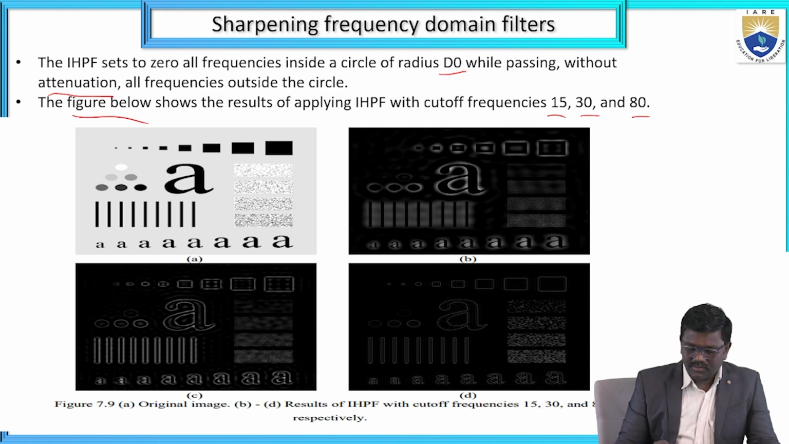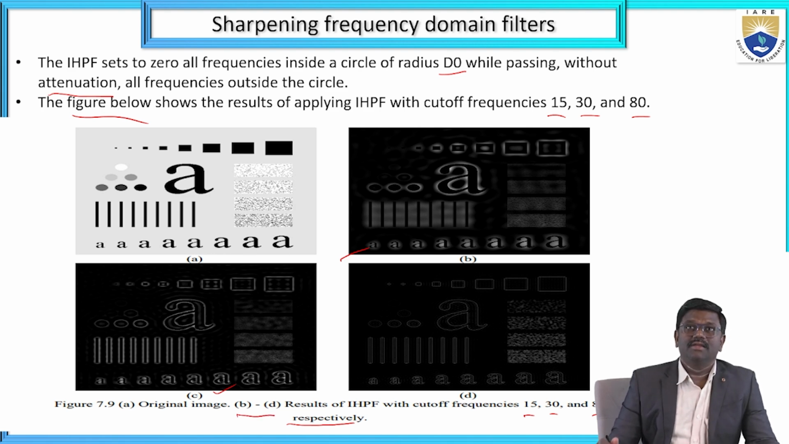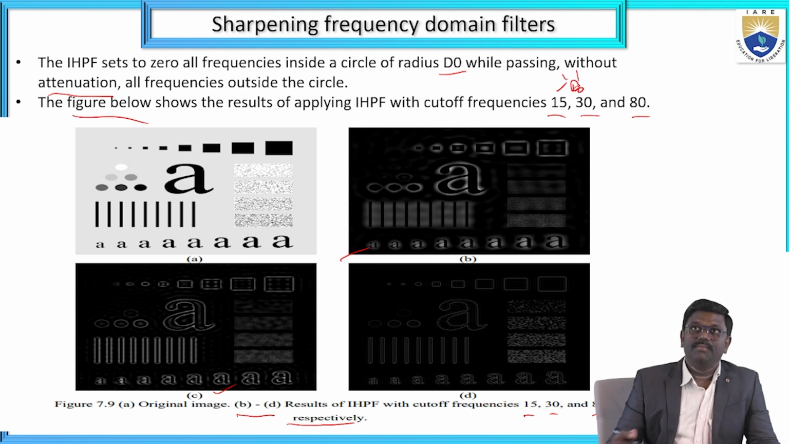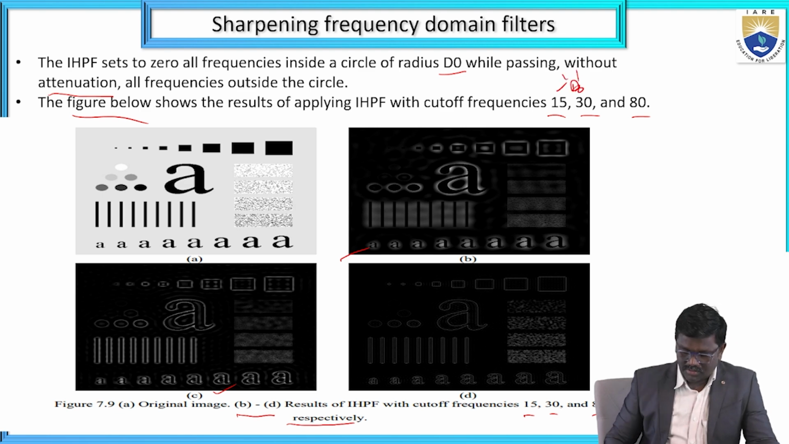These values 15, 30 and 80 are the respective values of the image, which can vary in terms of A, B, C, D. So from B, C to D, the resultant of the image processing, you can understand here in terms of the ideal high pass filter with the help of cutoff frequencies. So based on this variation of the cutoff frequency D naught, we may achieve your required image.